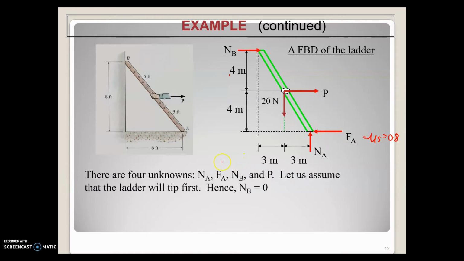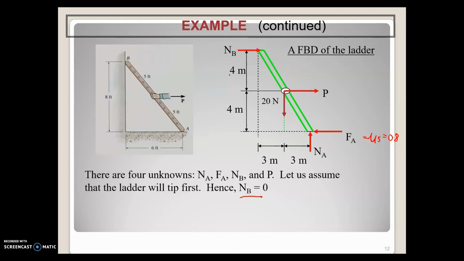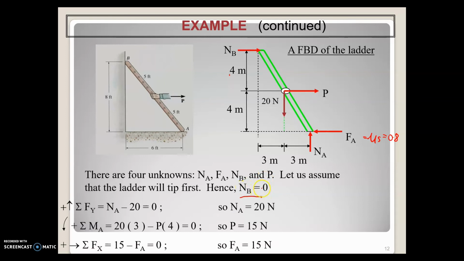Okay, kita tengok. There are 4 unknowns. Okay, you ada NA, you ada FA, right? You ada NB dan you ada P. Okay, let us assume that the ladder will tip first, and then normal force B is equal to 0. Alright, dia akan tip dulu. Okay. So, bila tangga tu naik, so dia punya normal force B ni akan jadi 0.